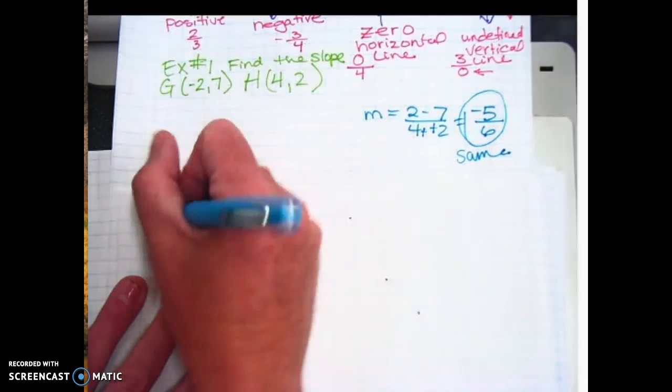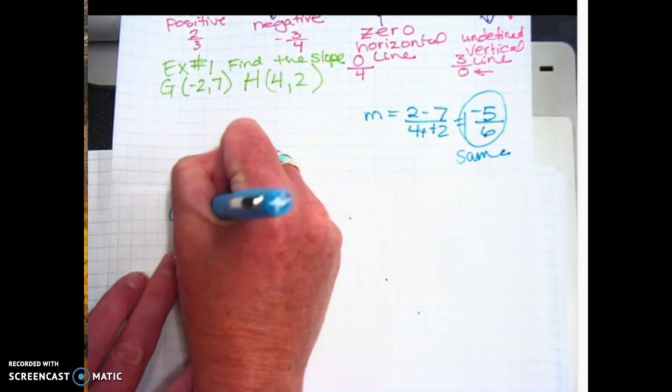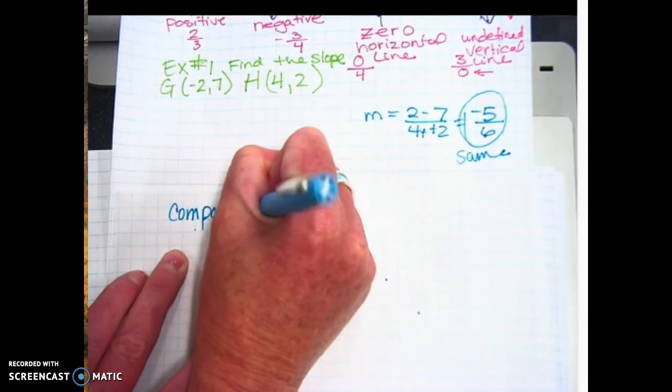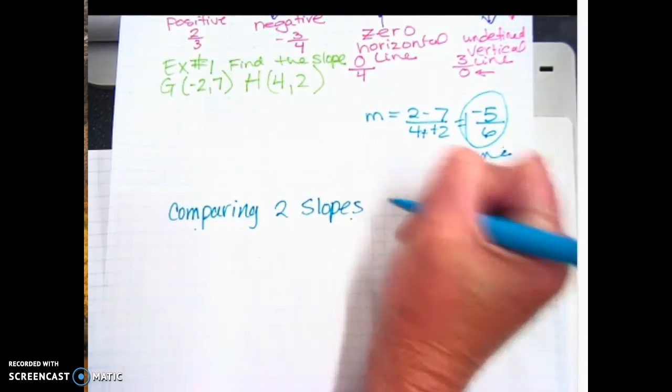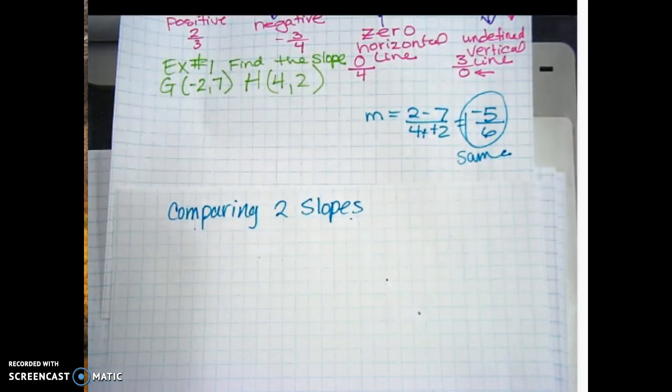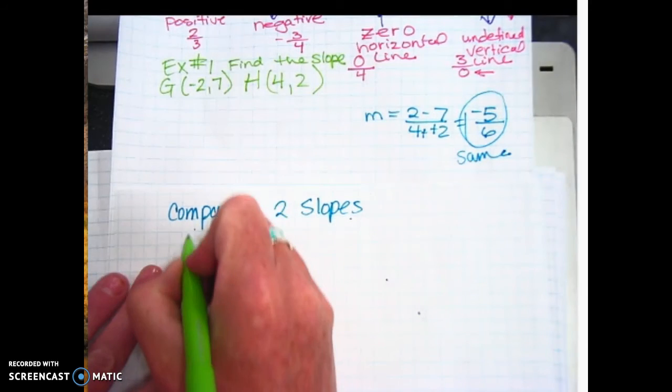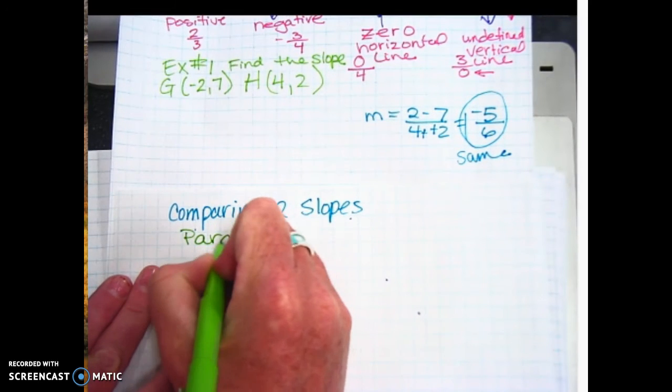So the next thing we need to talk about is comparing 2 slopes. We just talked about how to find one slope. What if you have 2 lines and you need to compare their slopes? There are a couple choices. First choice is to have parallel lines.